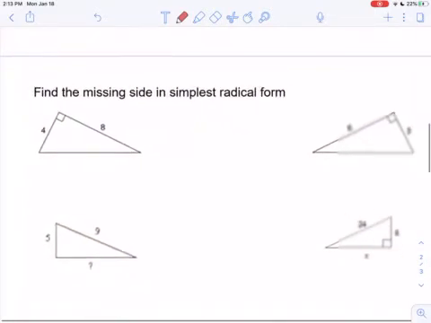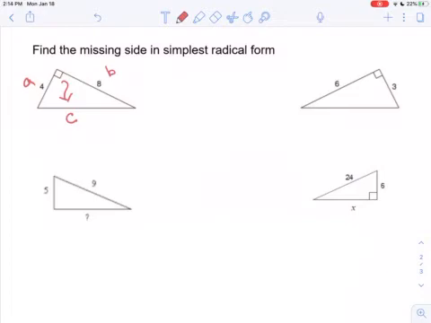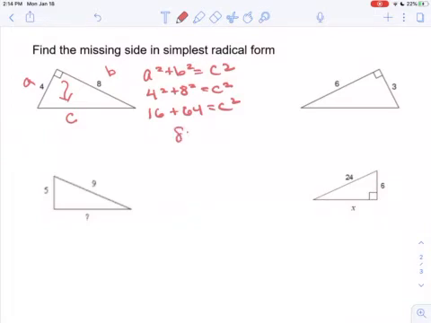Find the missing side. Here's the tricky part, they want their answer in radical form. So first thing I like to do is identify my c. In this case, we're missing our c, so that means these two sides are a and b. It doesn't matter which one you call a, which one you call b. So I'm going to say a squared plus b squared equals c squared. That gives us 4 squared plus 8 squared equals c squared. 16 plus 64 equals c squared. What's that? It looks like 80 equals c squared.